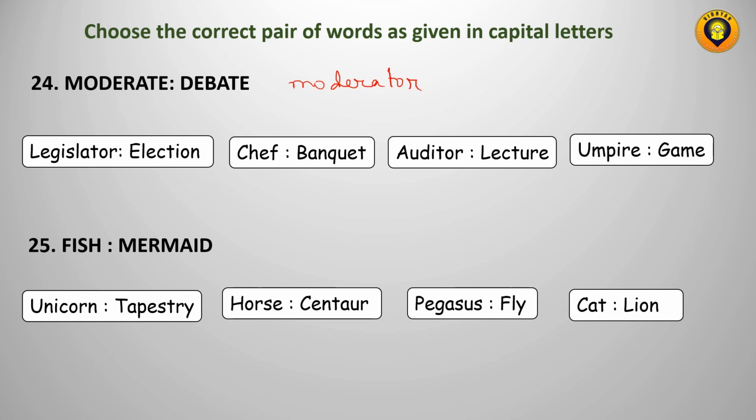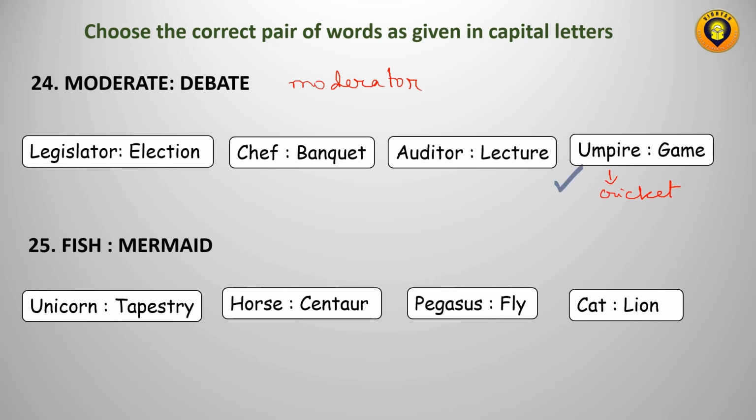Now, chef and banquet. Banquet means a hall and chef who cooks, right? Auditor is a listener or keeps accounts. And lecture is delivery of some academic lecture or something else. Delivery of a speech, you can say. And umpire and game. Now remember, especially this umpire comes in cricket, right? So when two teams play, an umpire stays in a neutral role. He cannot take any side. So according to the role playing, we can say only the umpire and game is the correct answer.